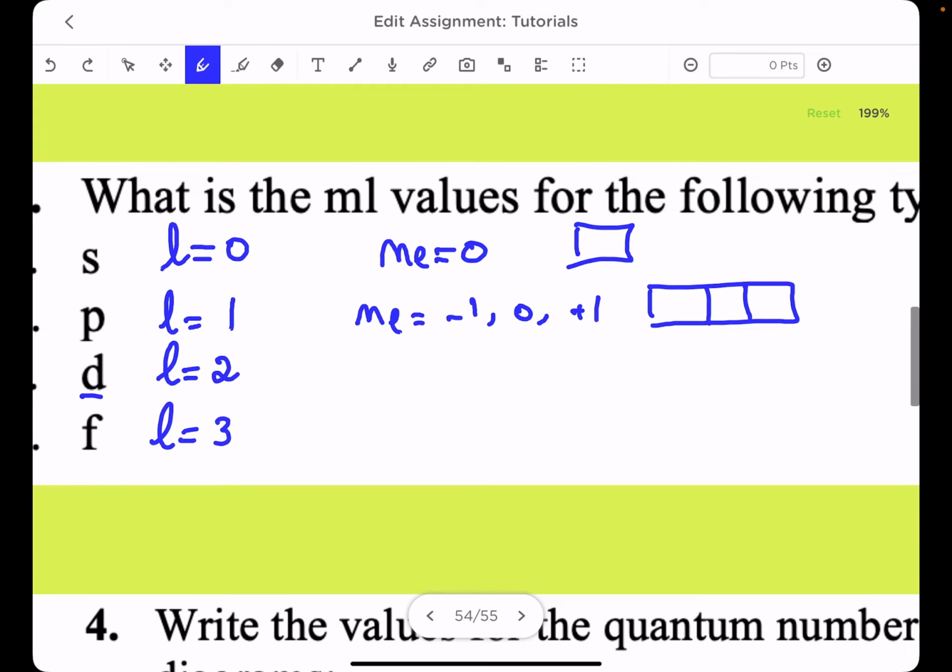This is how we draw the P. This is the -1 over here. This is the +1 over here. And this is the 0 over here.